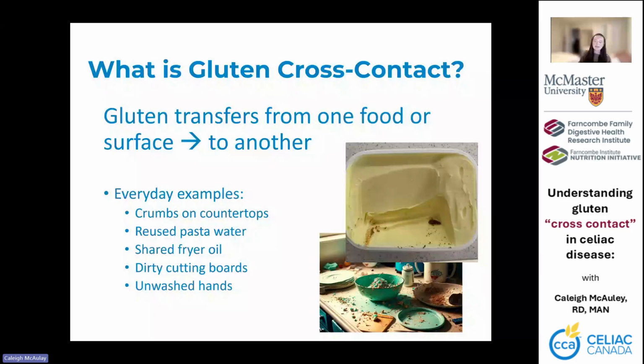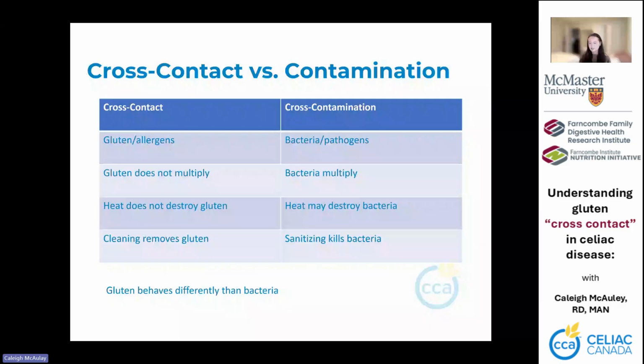So cross-contact and cross-contamination. You'll hear these terms used interchangeably, even in the literature today, but they're not the same. Cross-contamination refers to bacteria or pathogens, things that can multiply and be killed with heat. Cross-contact, on the other hand, refers to allergens, like gluten. Gluten does not multiply and it's not destroyed by heat. So this is why cleaning with soap and water is so important for gluten, and why sanitizing, on the other hand, is important for bacteria.